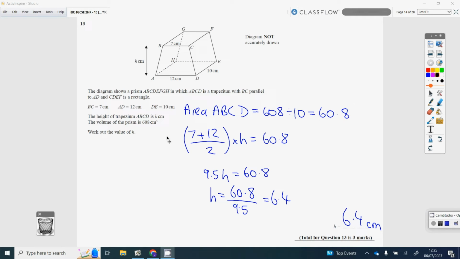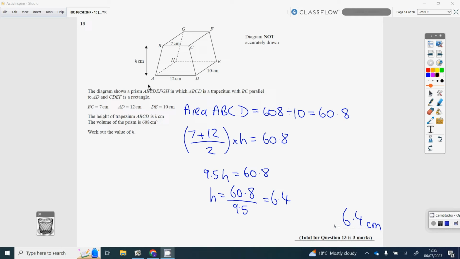Question 13. Now we're told the volume of this prism is 608. So therefore we can work out the area of the face ABCD because the volume of any prism is the area of the cross section ABCD multiplied by the depth of the prism. So we've got the area ABCD is going to be 608, the volume, divided by 10 being 60.8. So just going over that again, this area of the cross section ABCD is 60.8, times that by 10 to get the volume, we get 608.